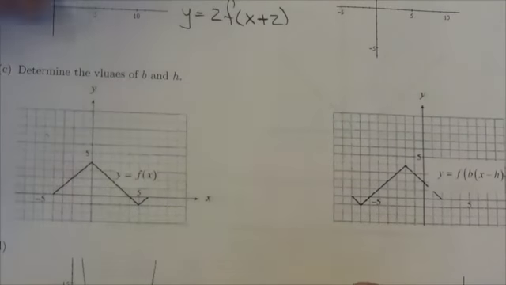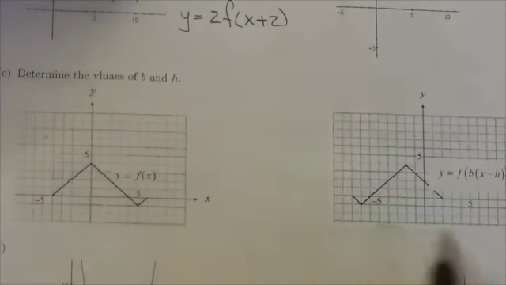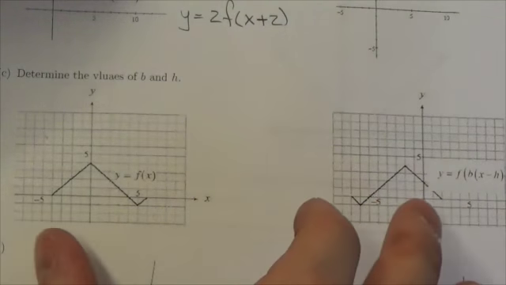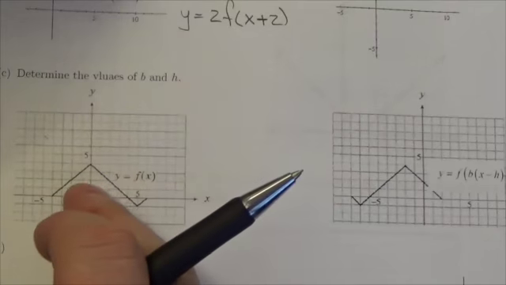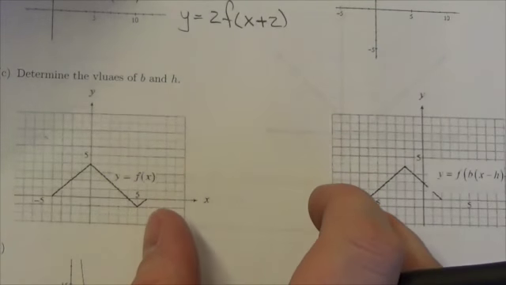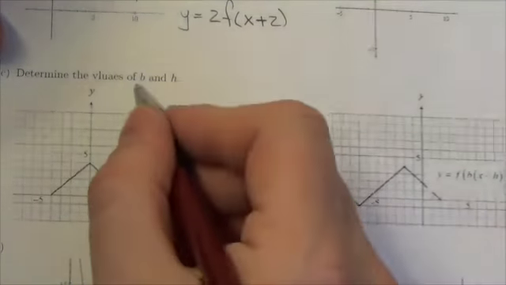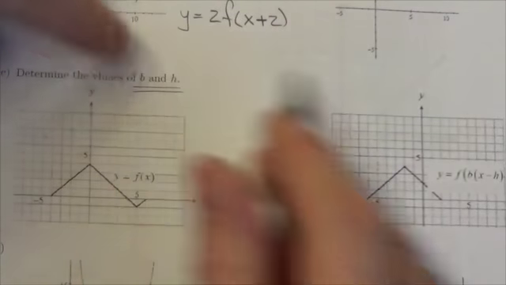Hi everyone. So this question is telling us that this is the original function and this is the transformed function, and I have to figure out what the transformed function is. I need to figure out what the transformations are and create the function. Now, the question though is asked kind of specifically. It asks us to find b and h.